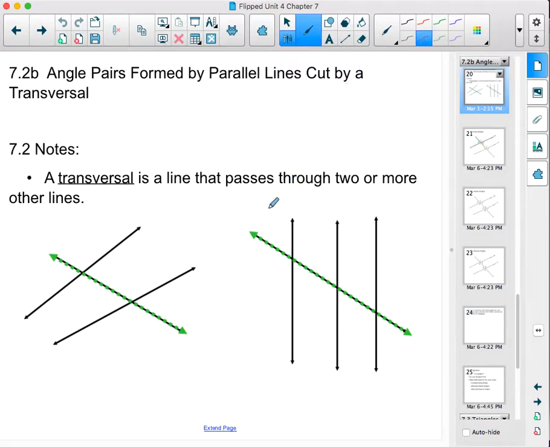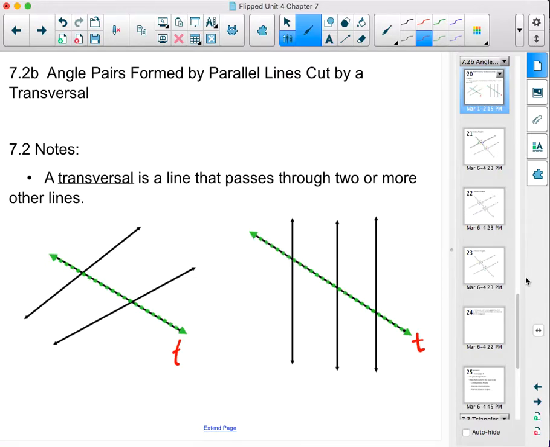The first thing we need to know is what a transversal is. A transversal is a line that passes through two or more other lines. If we look here, we've got two lines and a third line that passes through it. This third line is our transversal. Here we've got three lines and a line that passes through all of them. That line that crosses through all of them is called the transversal.